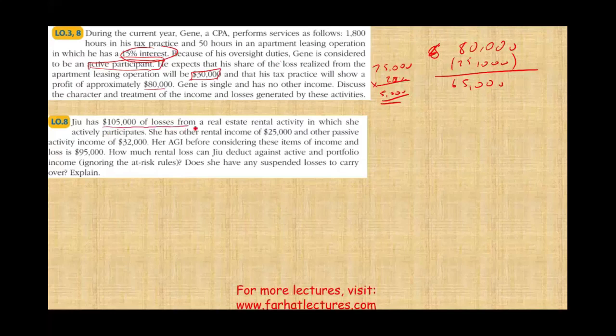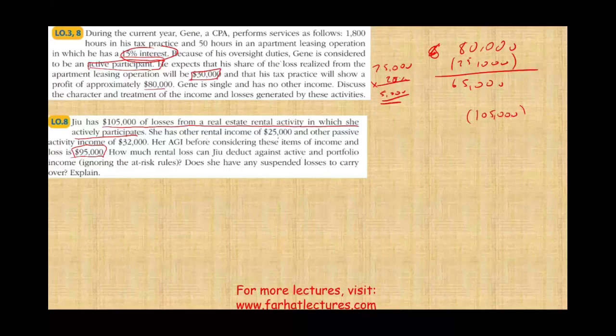Gu has $105,000 of losses from a real estate rental activity in which she actively participates. She has other rental income of $25,000 and other passive activity income of $32,000. Her AGI before considering these items of income and loss is $95,000. So AGI is $95,000, below the $100,000, so we don't have to worry about anything. How much rental loss can you deduct against active and portfolio income? Ignoring the at-risk rule, we're not going to worry about it. Does she have any suspended losses to carry? Explain.